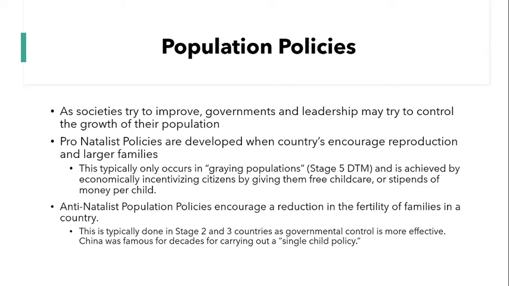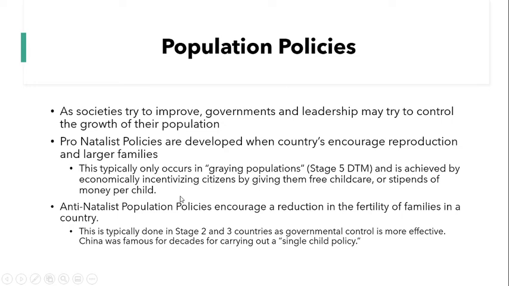This is when we saw that commercial, remember the Do It for Denmark campaign? That was what we call a pro-natalist campaign. So pro-natalism, pro meaning for. Pro-natalist policies are developed when countries encourage reproduction and larger families. This typically only occurs in graying populations, stage 5 DTM, and is achieved by economically incentivizing citizens by giving them free childcare or stipends of money per child.